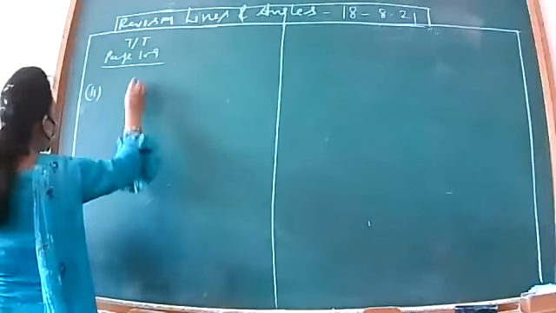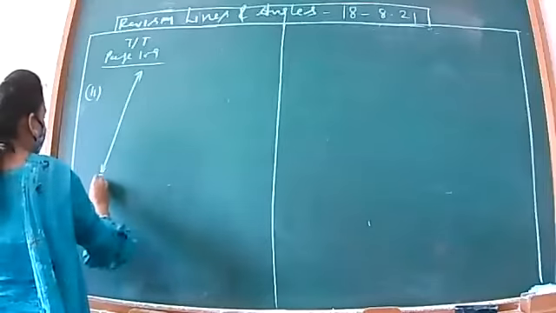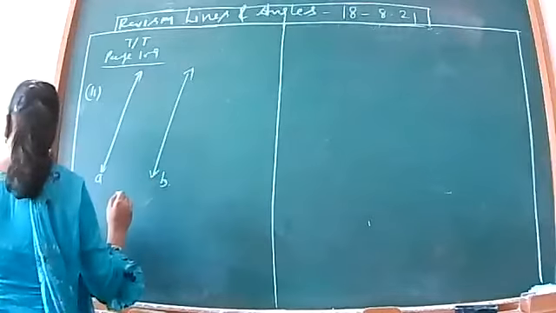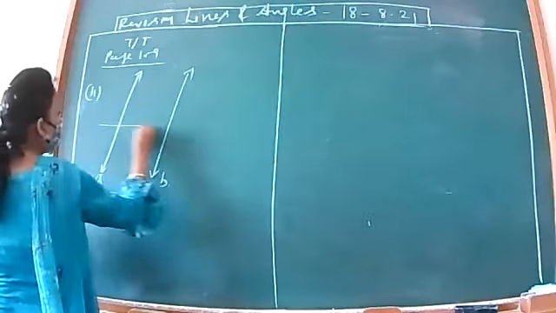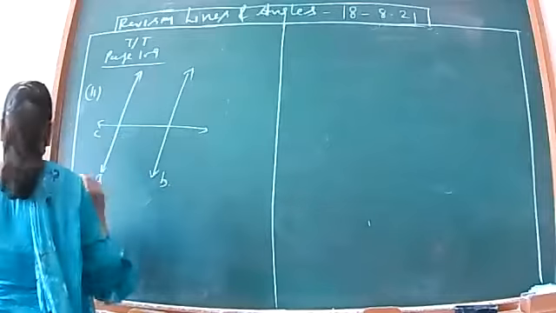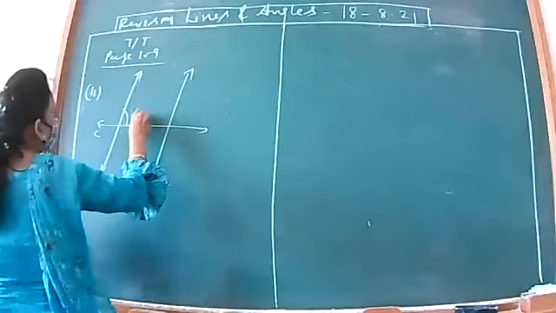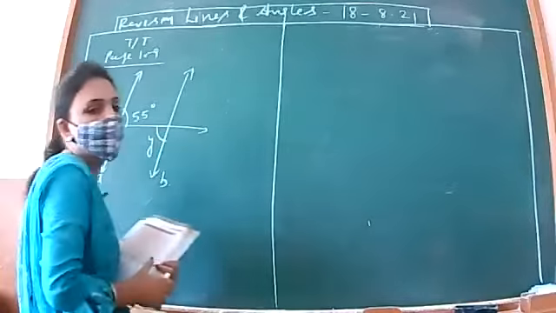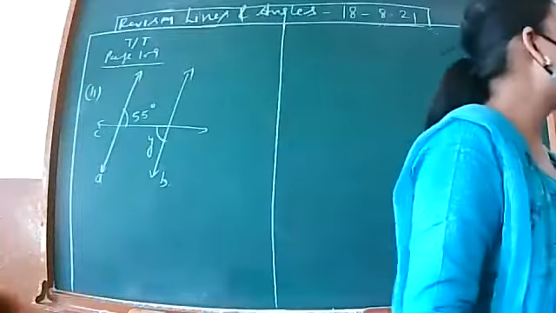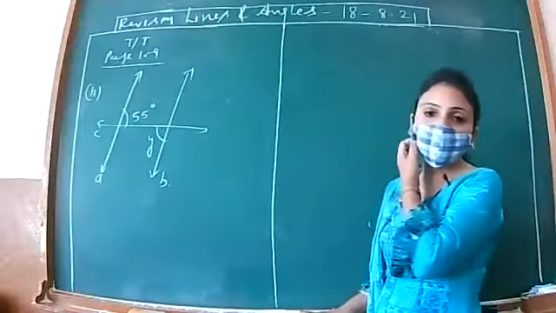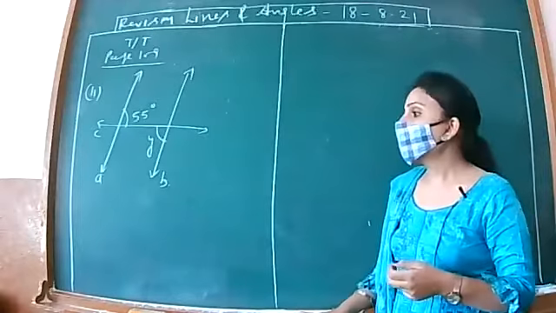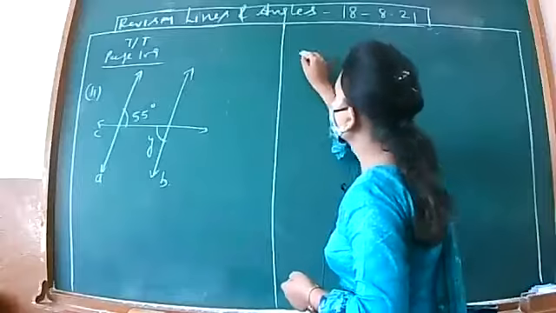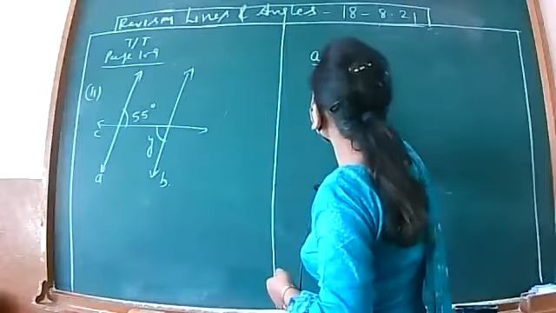we are given two lines A and B, which are parallel to one another, and there is a line C which works as transversal. This is 55 degree, and this is y. And we need to find the value of y. We are given that A is parallel to B. Line A, it is given to parallel to B. So you will write here A parallel to B.